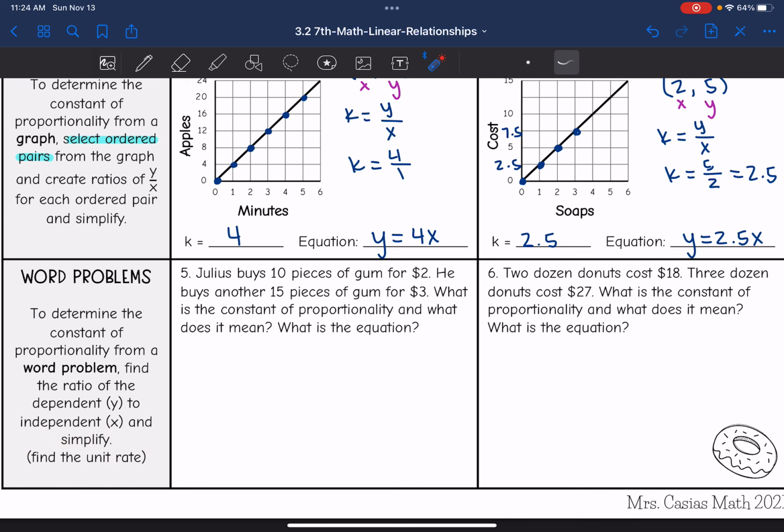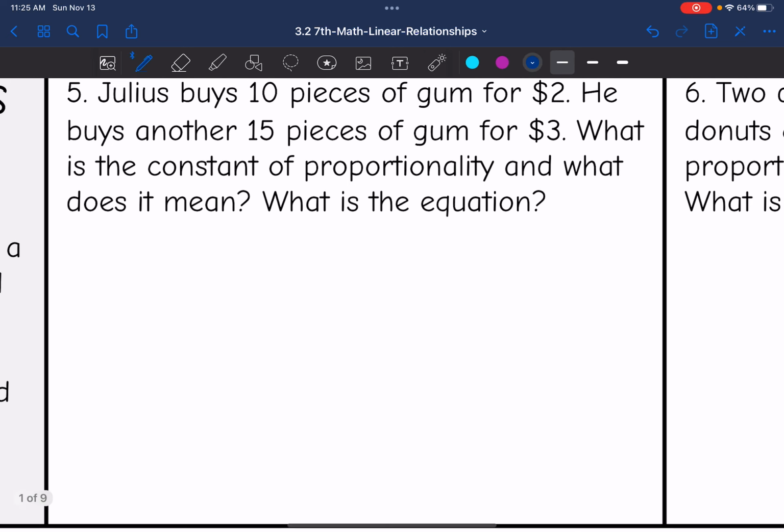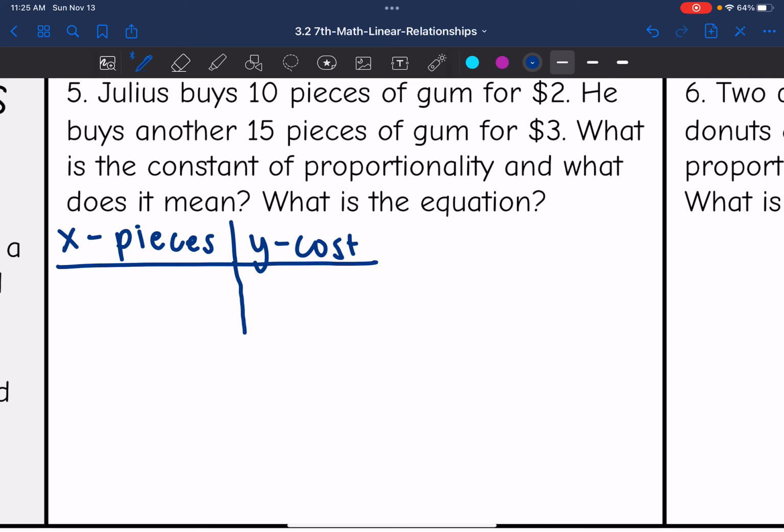So let's look at number 5. It says, Julius buys 10 pieces of gum for $2. He buys another 15 pieces of gum for $3. What is the constant of proportionality and what does it mean? What is the equation? So let's make a table here of the information that they gave us. X would be the pieces of gum, and then Y would be the cost. And they told us that 10 pieces of gum cost $2 and 15 pieces of gum cost $3.